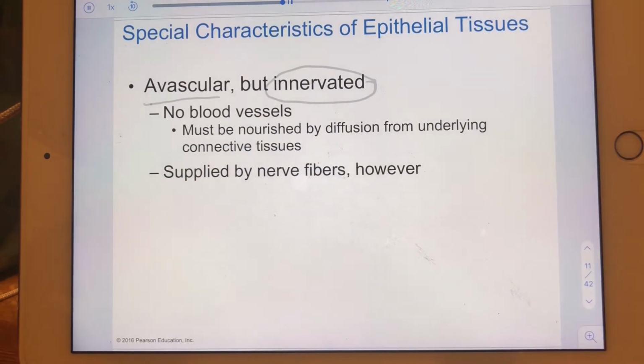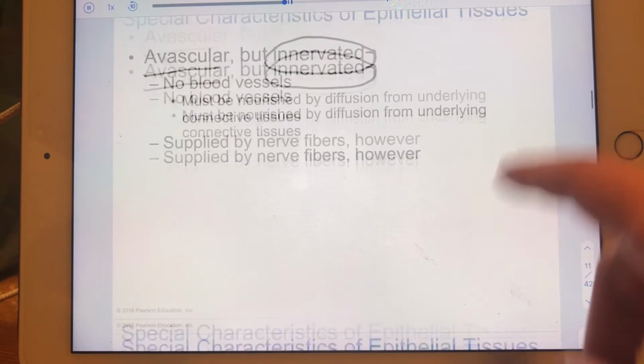All epithelia, and this is really going to be handy for you if you can remember it, are avascular. They do not feature blood vessels. Avascular. But they are innervated. They do feature nerve endings. So blood vessels, no. Nerve endings, yes. Okay? Let's go to the next slide.